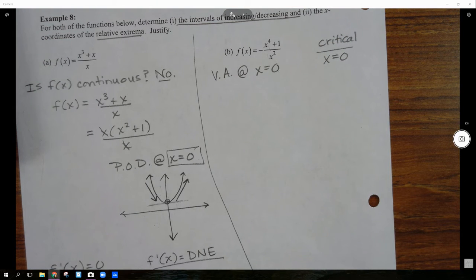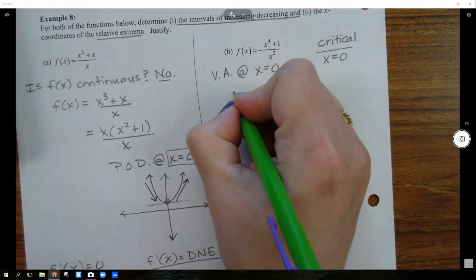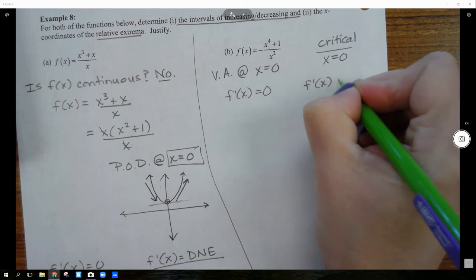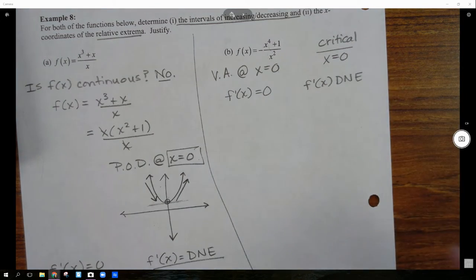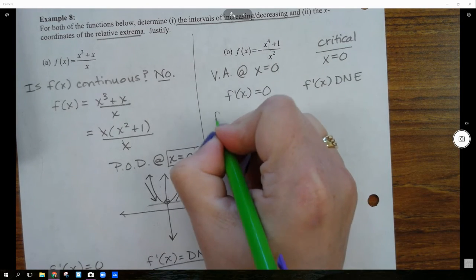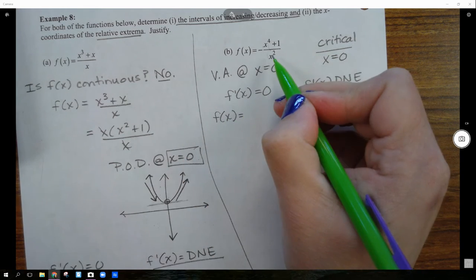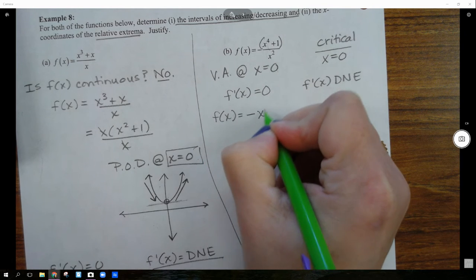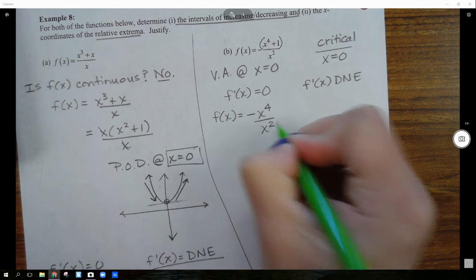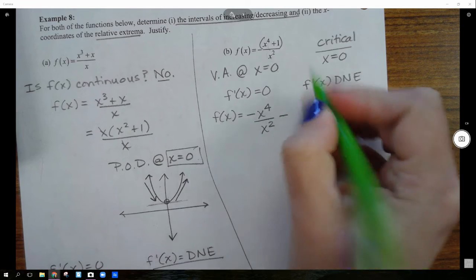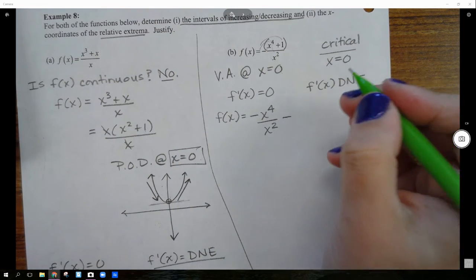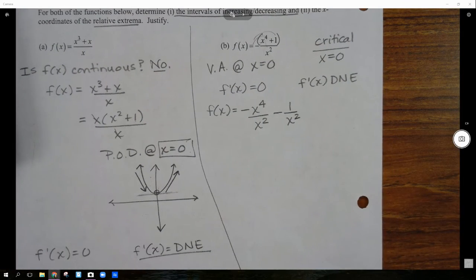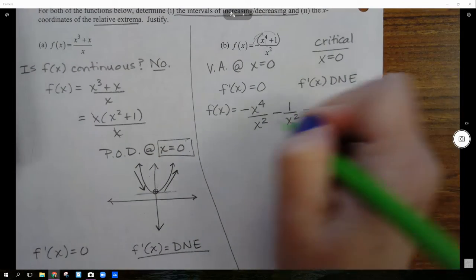Let's actually take the derivative now. We're looking for where the derivative is equal to 0 and where the derivative does not exist. I'm going to rewrite this just to help me out a little bit. The whole thing is negative, so it'll be negative x to the 4th over x squared, and then minus, you would have to distribute that negative to both, 1 over x squared.